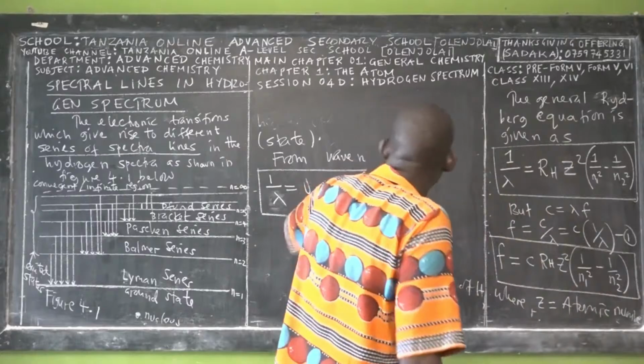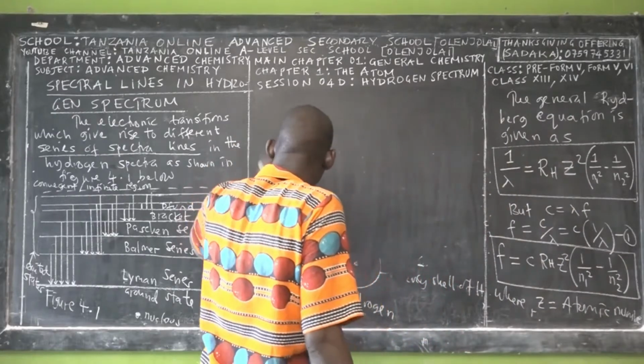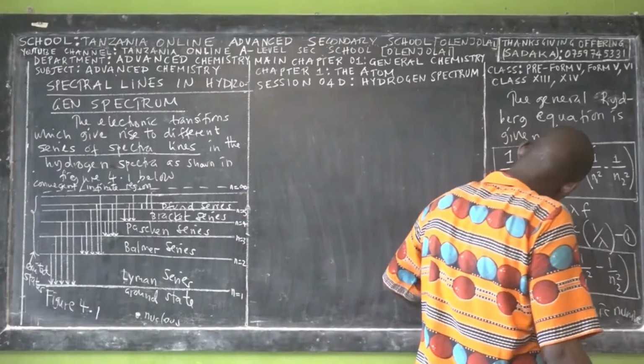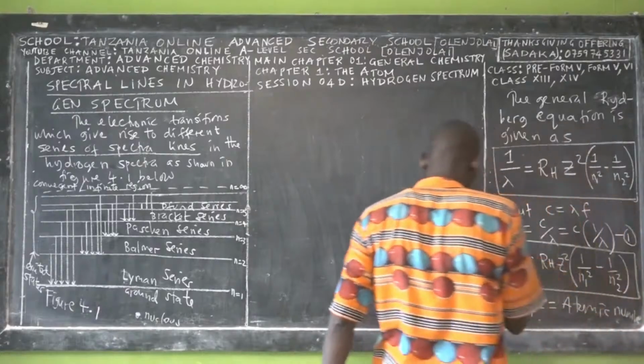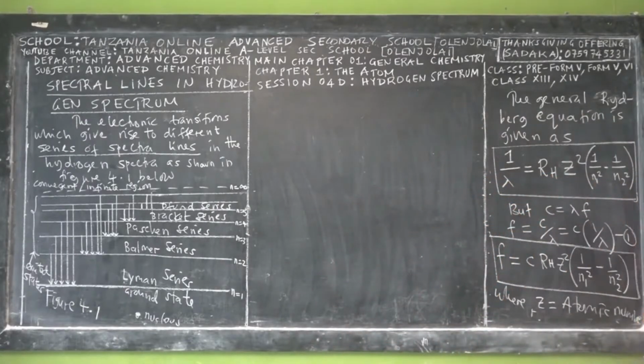Okay, so before we discuss figure 4.1 mathematically, let me clarify and define some terms which are very important for you: ground state, excited state, convergent limit, and also the process of jumping or falling of electrons.